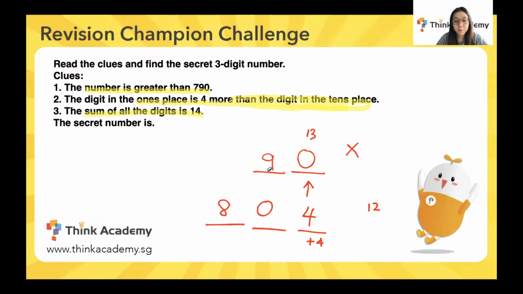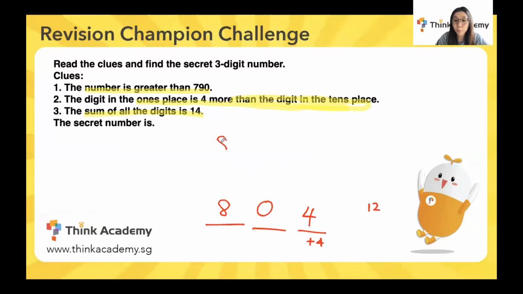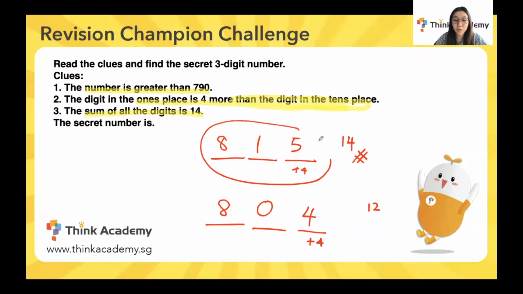Okay? Going to erase this part first. Okay, so now if we're not going to put 0, then maybe we can put 1, and over here should be plus 4, so here is 5, and then you add all of it up together. What do you get? You realize that you get 14, correct? Yeah, so the answer is 815 because you see it satisfies all the clues over here. Alright?